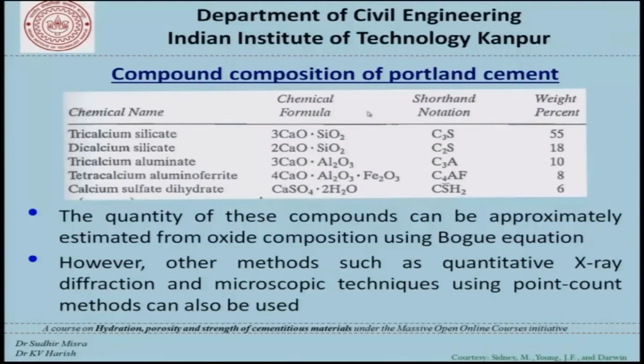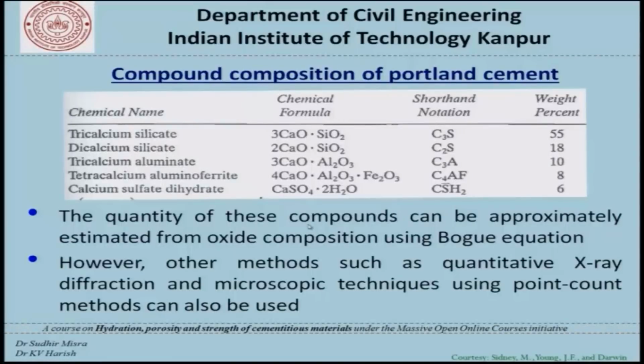Now, compound composition of Portland cement, as already discussed, cement contains 4 main compounds: tricalcium silicate, dicalcium silicate, tricalcium aluminate, tetracalcium aluminoferrite and calcium sulfate dihydrate or gypsum. And the weight percentage are very important. C3S is 55%, C2S is 18%, C3A is 10%, C4AF is 8% and gypsum is 6%.